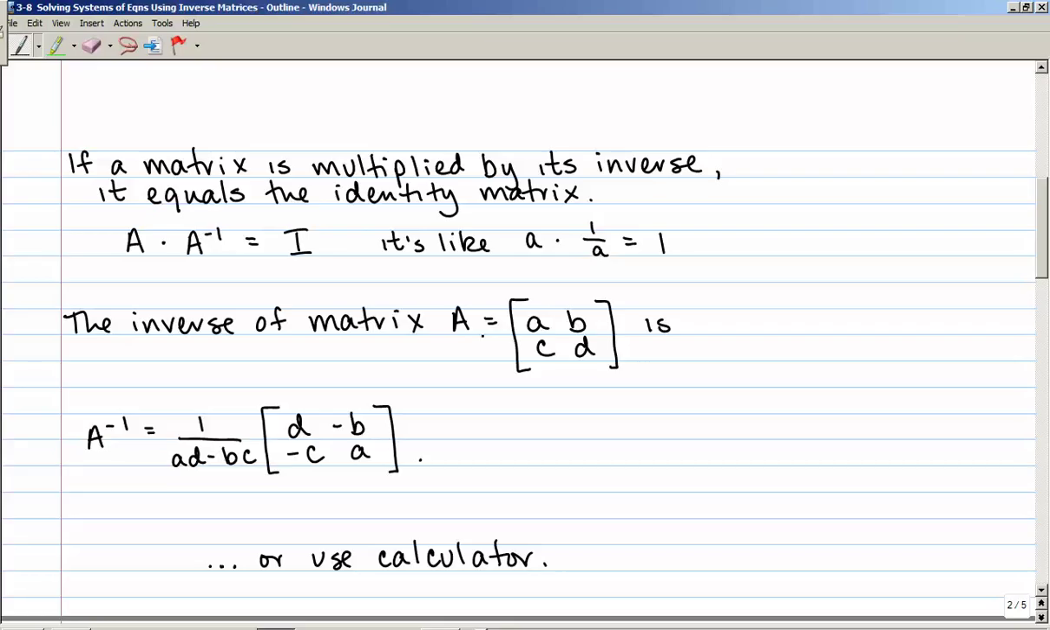The inverse of matrix A, which might have elements a, b, c, and d, is actually this right here: 1 over a times d minus b times c, times this rearrangement of the elements in the matrix. You can do that by hand, or it is possible to use a calculator.